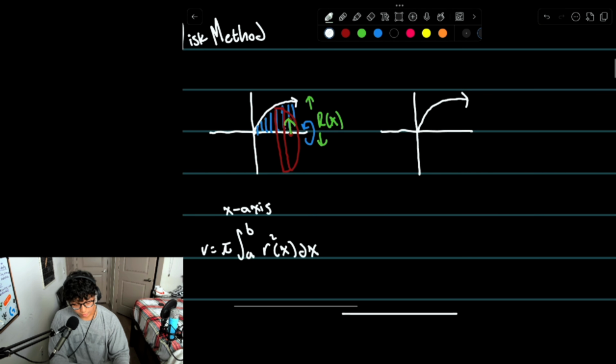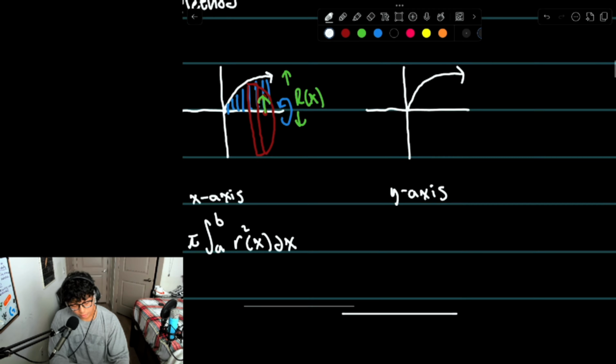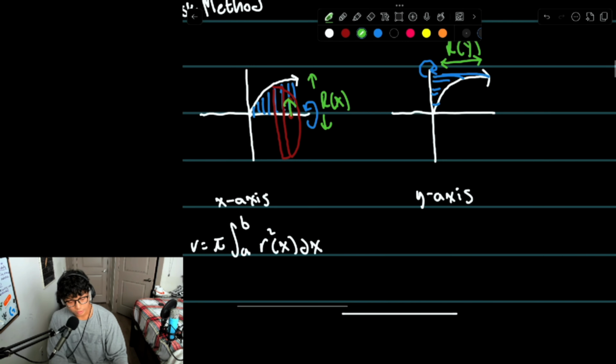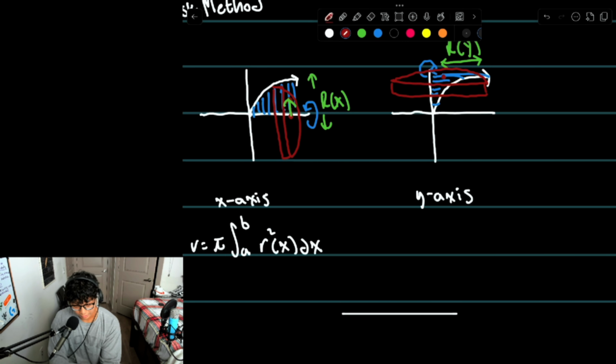When we're rotating about the y-axis, all of our terms will be in respect to y. So this will be our shaded region. We are rotating about the y-axis. Now our radius will be flipped over like this, and this will be our r of y. The same reasoning applies: there's a little disc over here. That was not a very good drawing, but you get the idea.